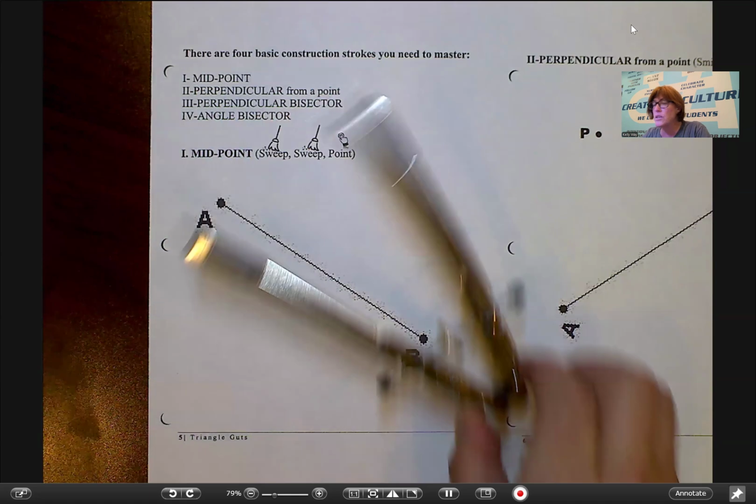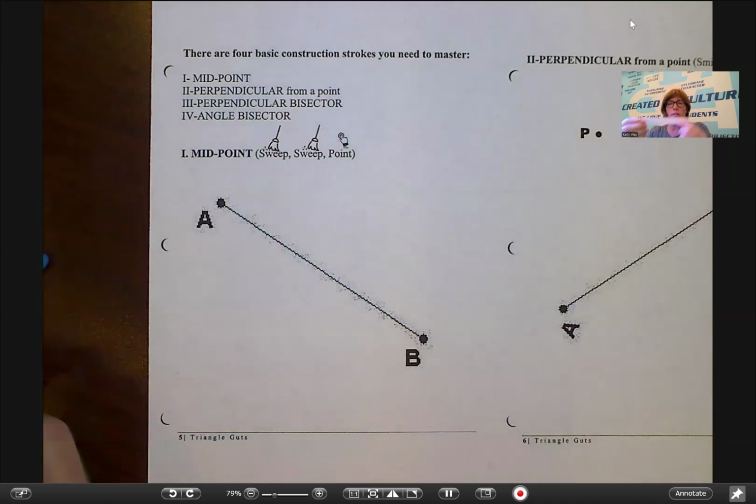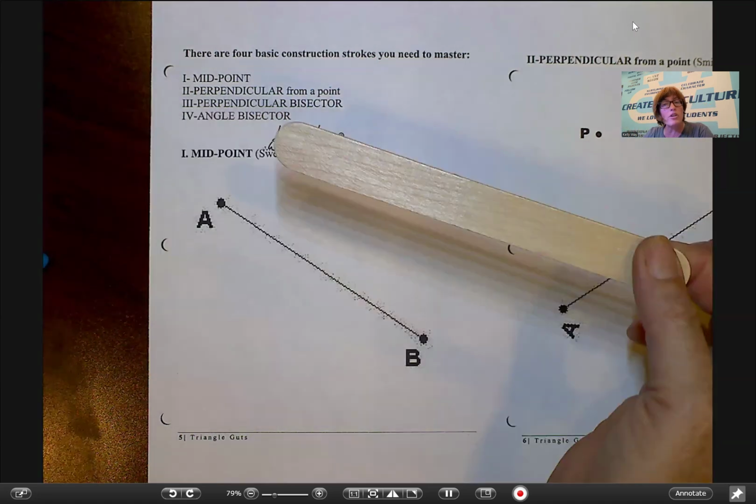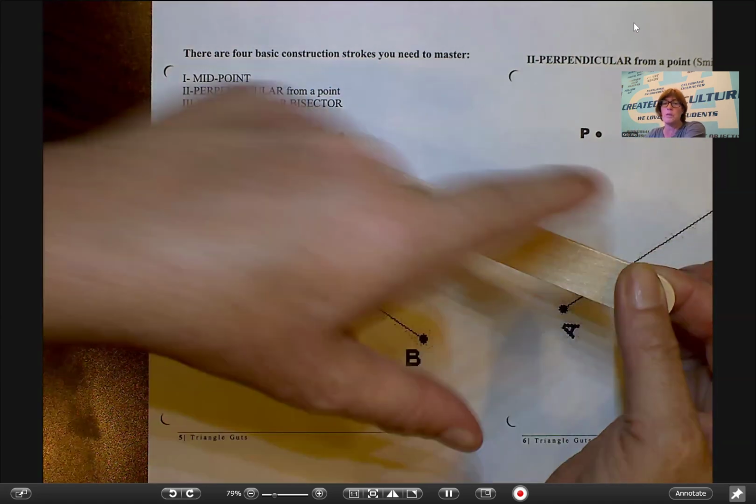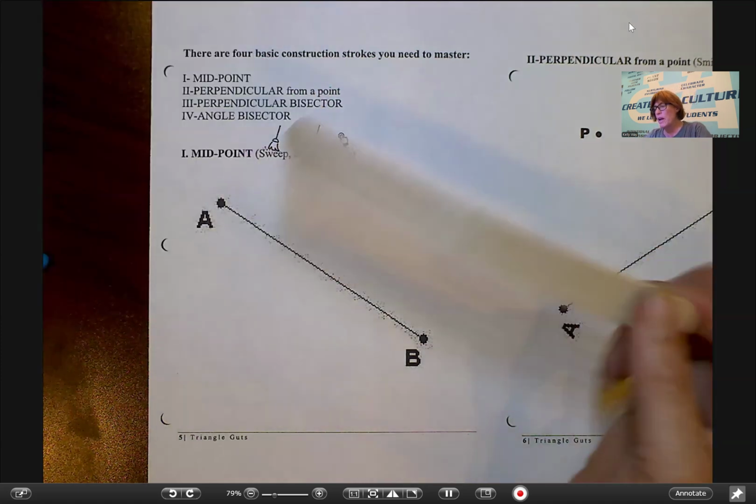If you have one of these types of compasses, you don't need to worry about stiffness. And then you're going to need a straight edge of some sort, okay? Not a piece of paper, an actual hard straight edge. You need to respect these tools.